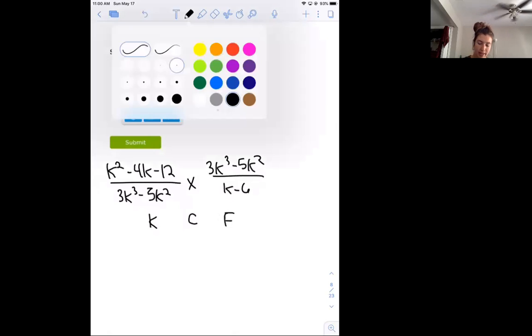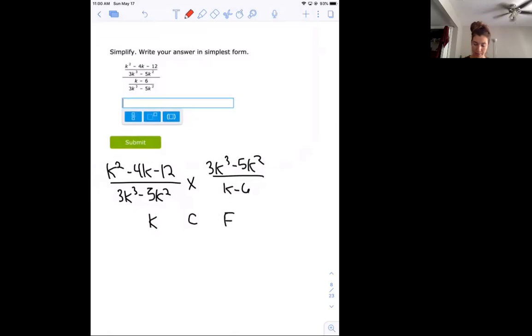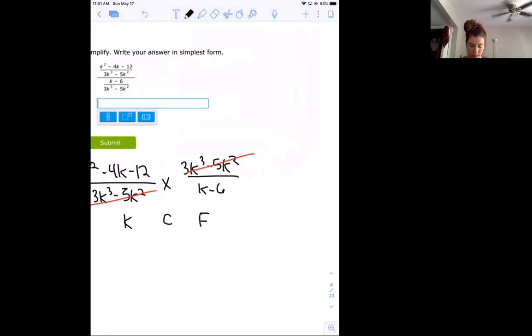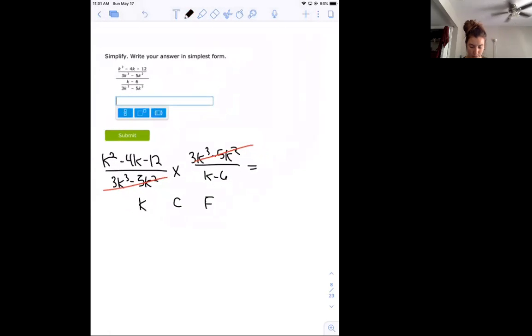Now I'm going to notice that I have the same term on the top and the bottom, that 3k squared minus 5k, or 3k cubed, sorry. Same thing, so those can cancel each other off. And then if I finish my multiplication, on the top, all I have is that k squared minus 4k minus 12 over k minus 6. We need to factor that top to see if I can simplify anything further.